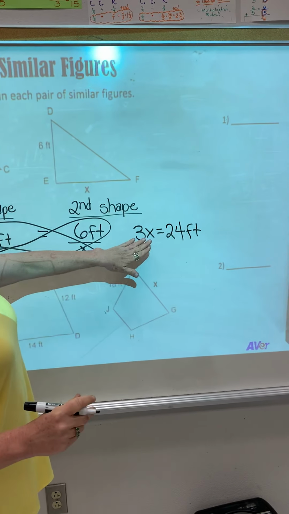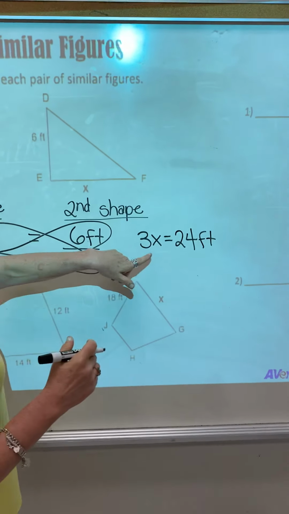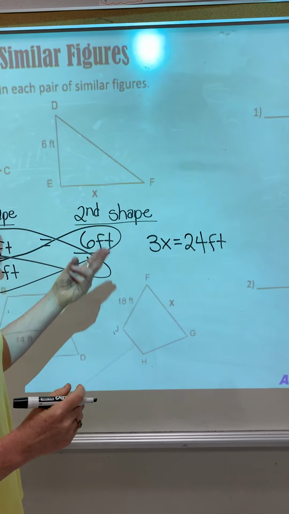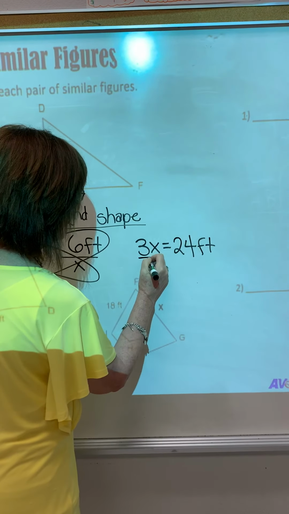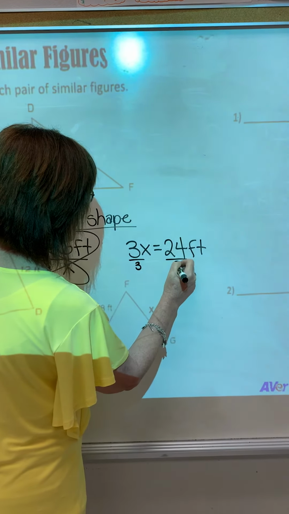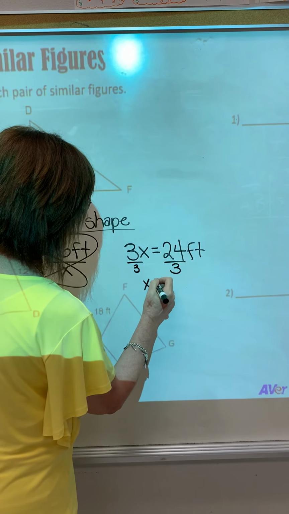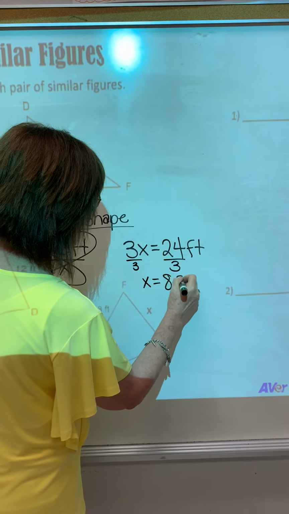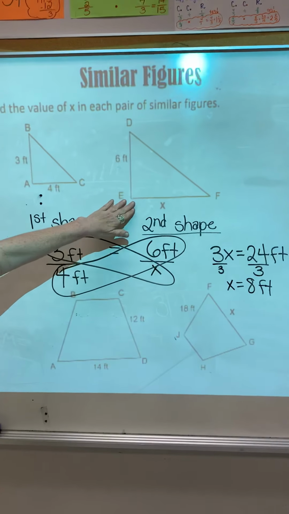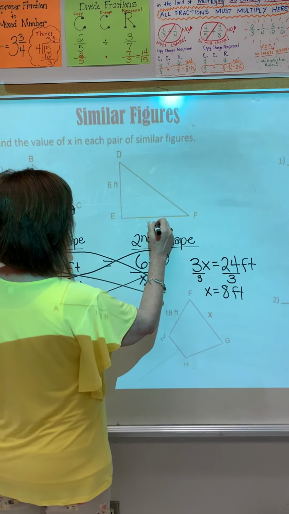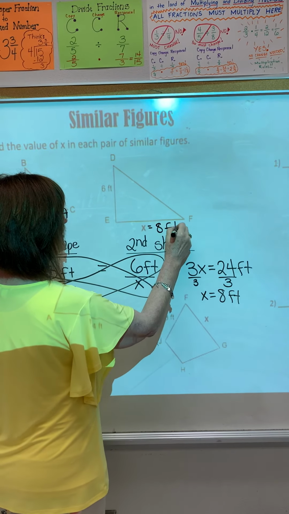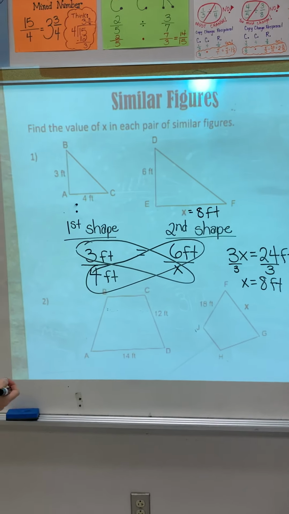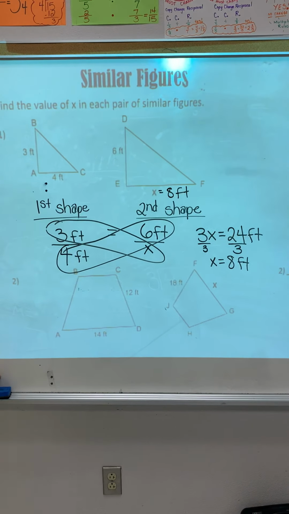Now, since 3 and x are multiplied together, I'm going to divide both sides by 3, and I'm going to end up with 8 feet. So I now know that the missing side length is 8 feet. And we're going to go ahead and go on to the second one.